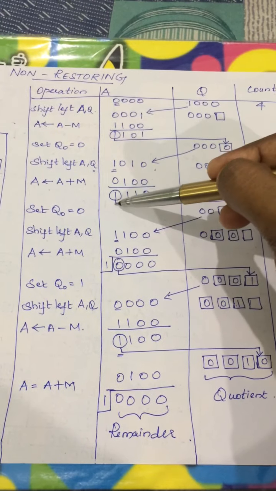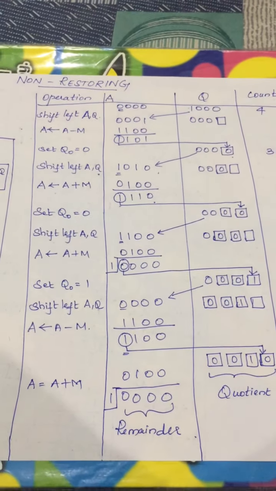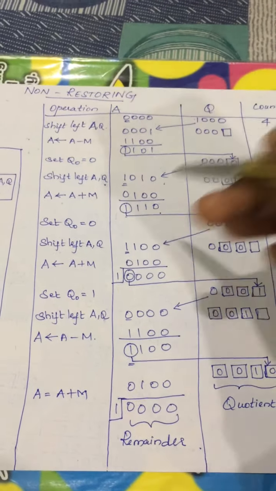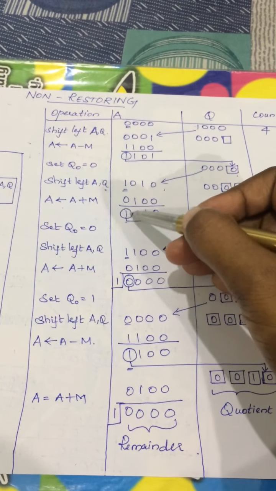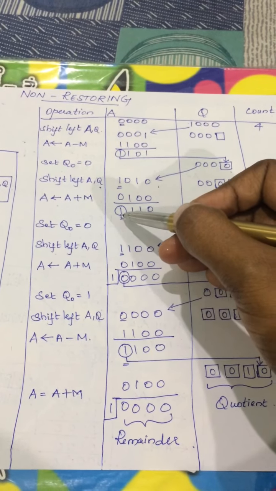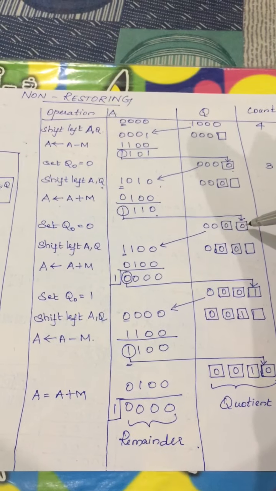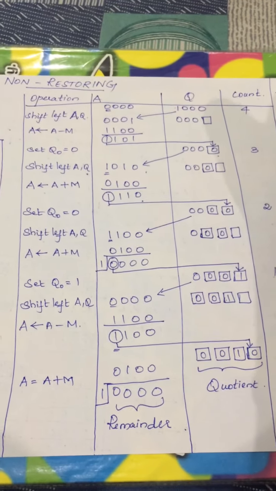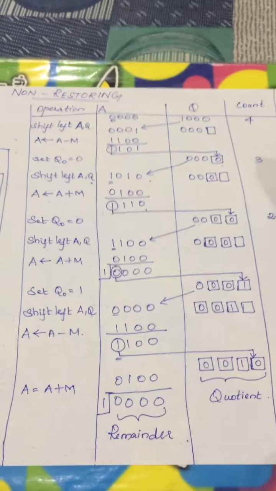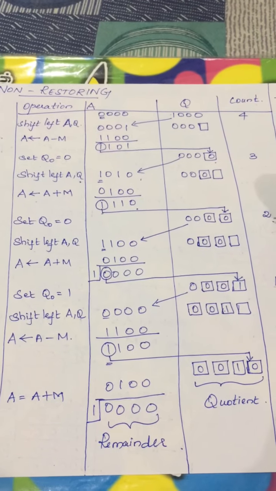So again we are finding out whether the Q naught position will be having 0 or 1 based upon this. Whenever it is going to be 1, then your position of your Q naught will be 0. Again you are decrementing your count value. So count value becomes 2 here.